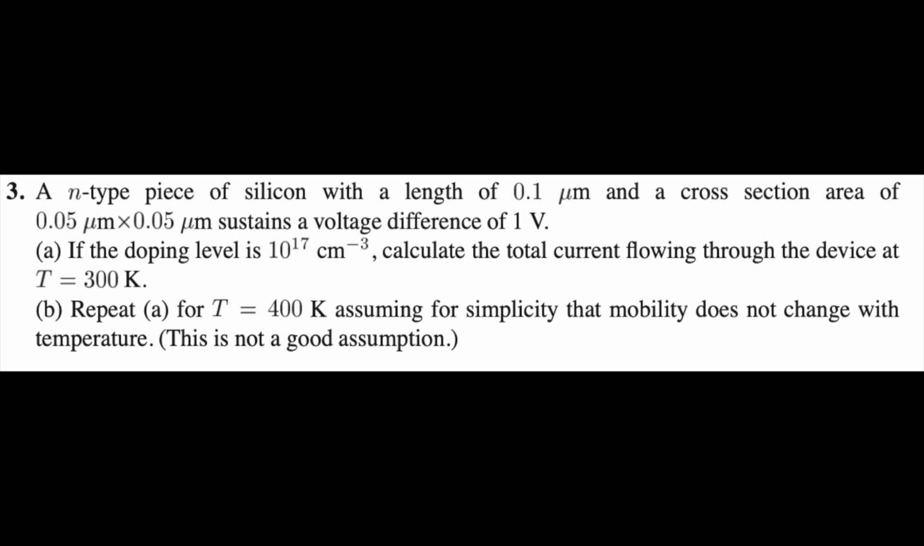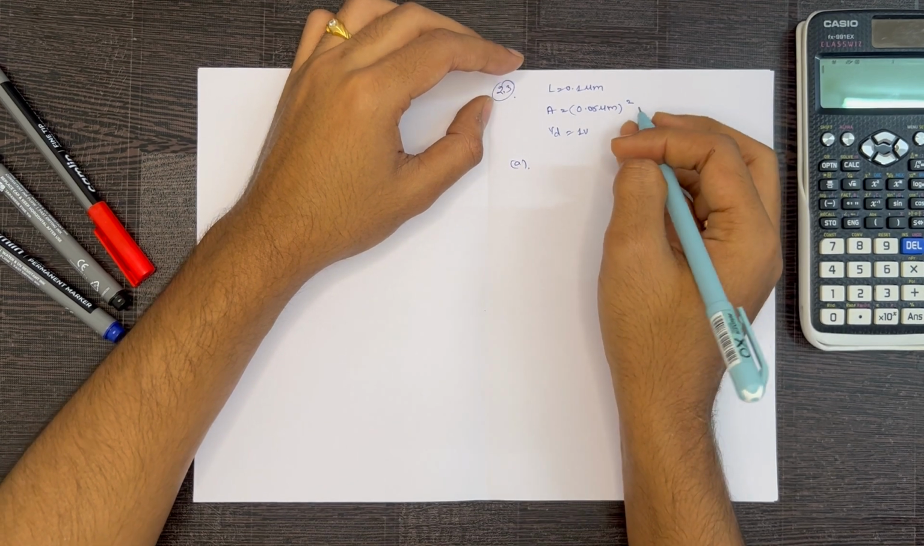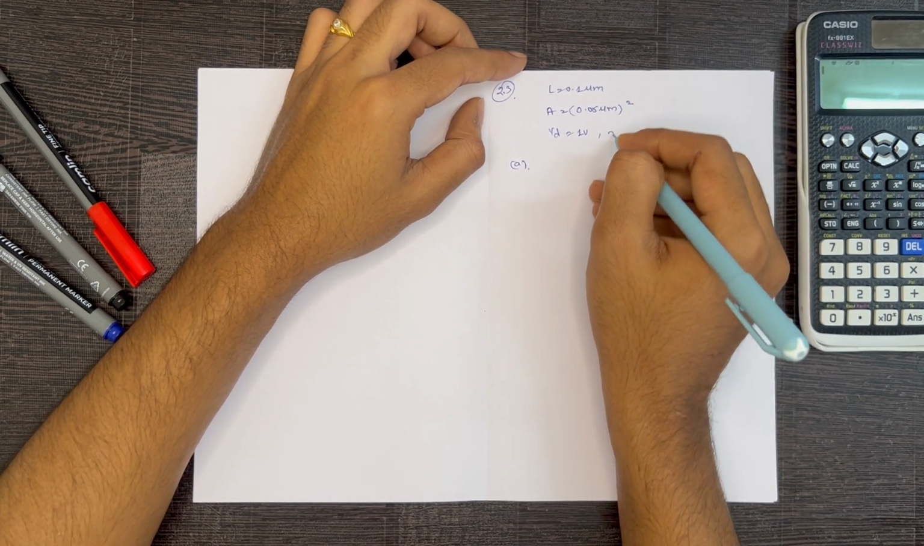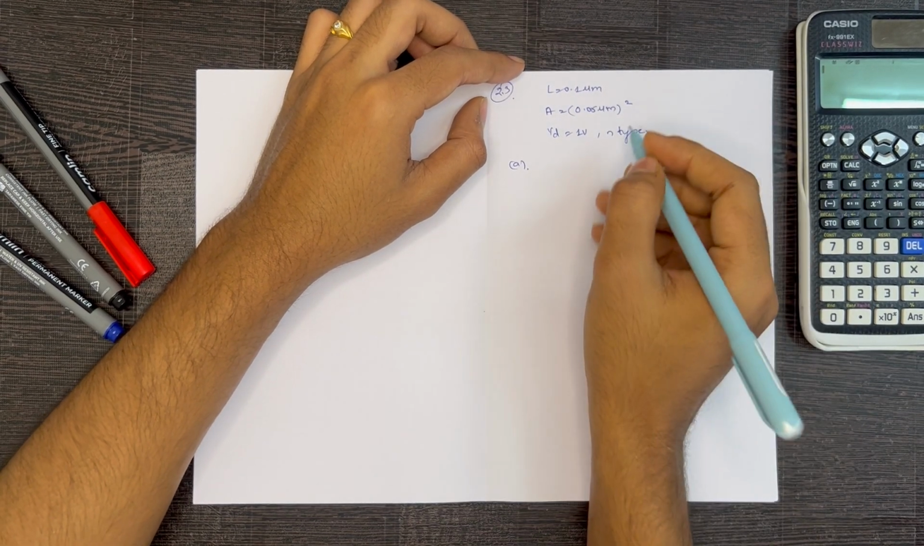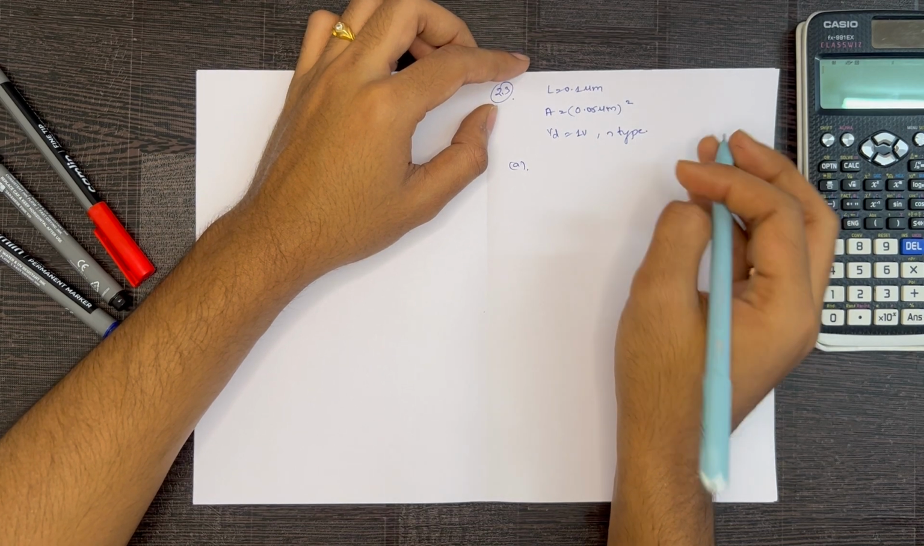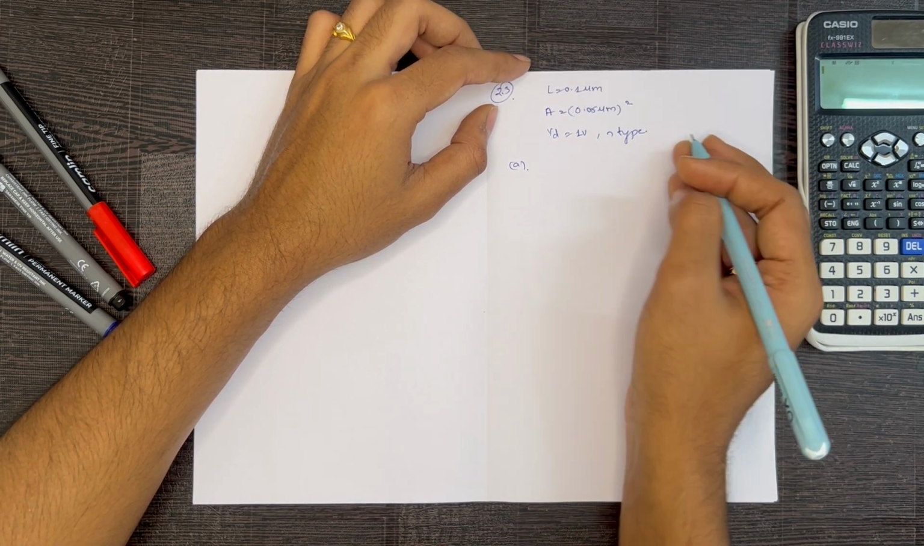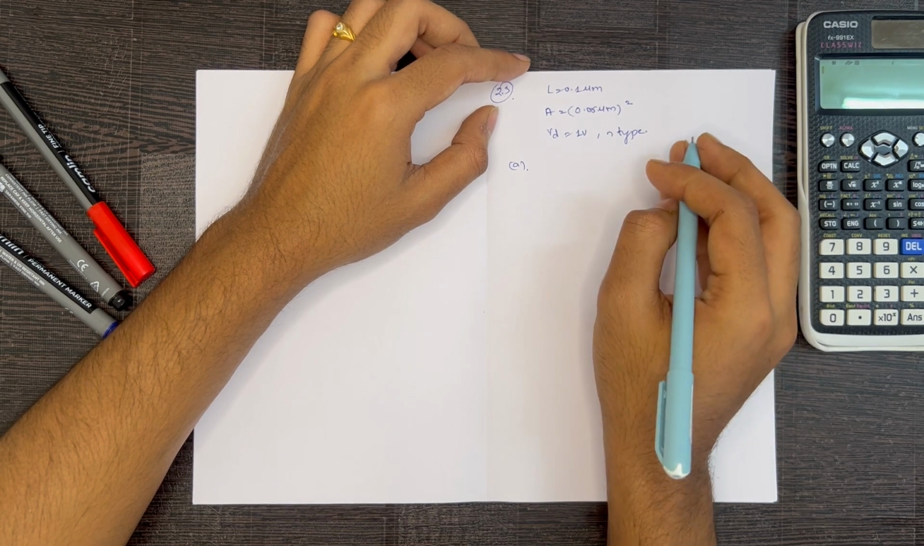They say that an n-type piece of silicon with a length of 0.1 micrometer and a cross-section area of 0.05 micrometer square sustains a voltage difference of 1 volt. So they have applied an external voltage of 1 volt. That means, as this is n-type, the current will be drift current. The majority of the charge carriers will be, sorry, donor atoms, that means electrons.